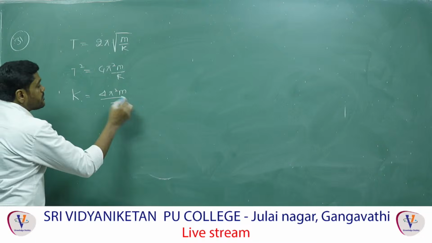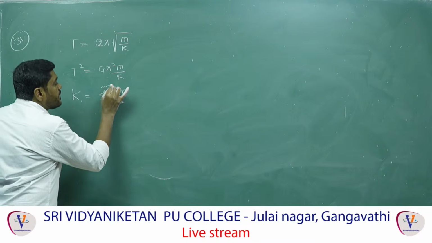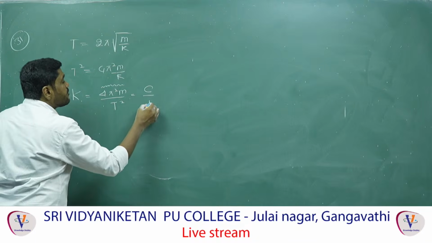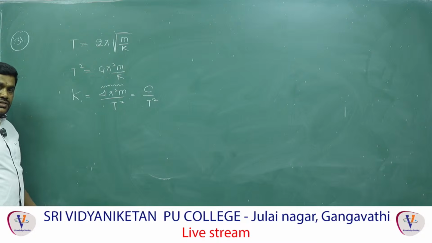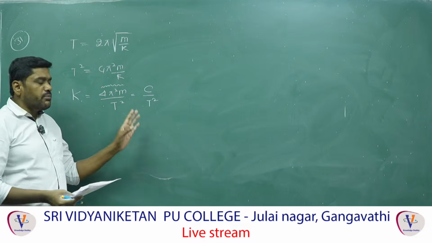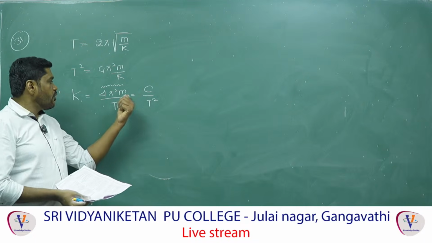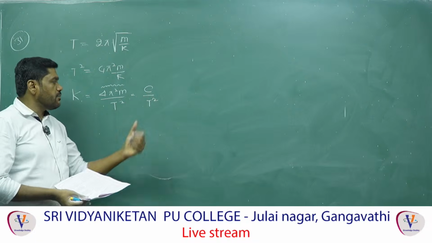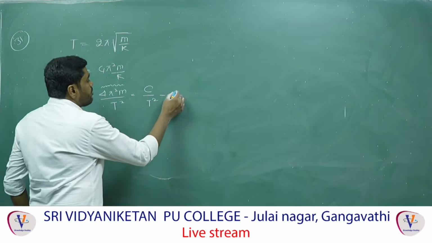Time, this is the time square. Here 4 pi square m is constant. Let me take that constant as c by t square, because for each spring, both are constant only. So 4 pi square m, the mass attached, is the same. In place of 4 pi square m, I have taken c by t square. Let me call this equation number 1.